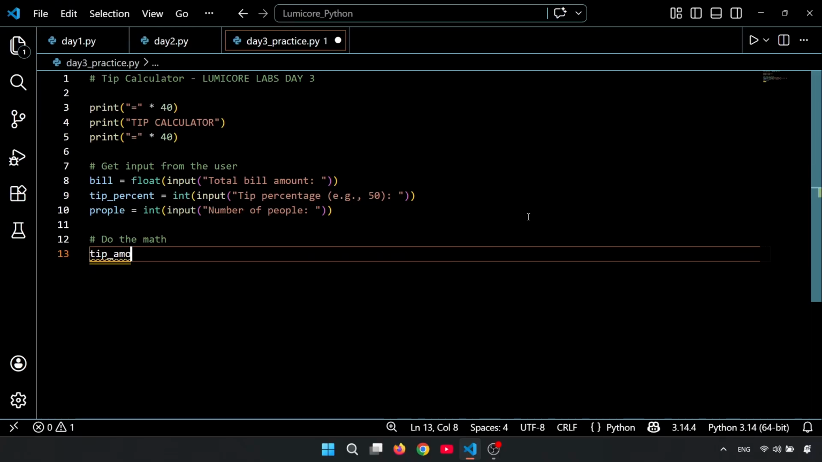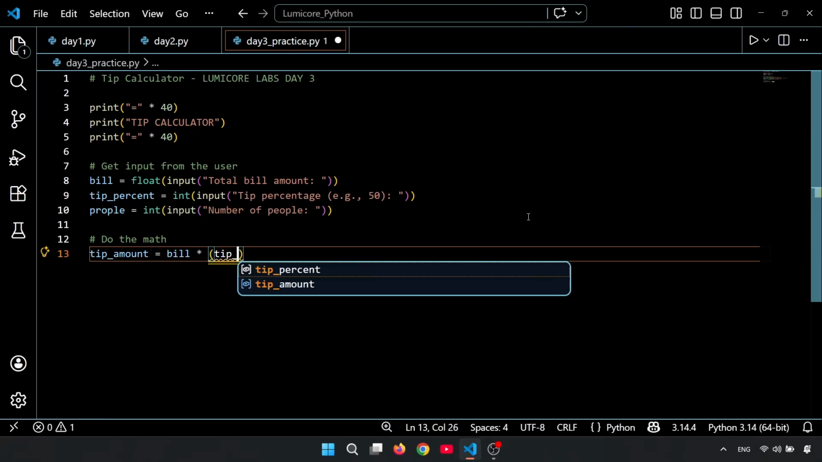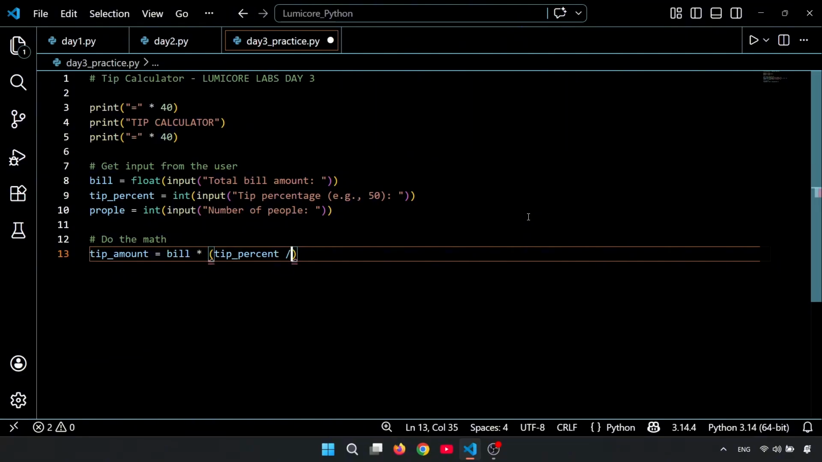Now for the calculations. First, the tip amount. I multiply the bill by tip_%/100. If the user typed 15, 15/100 gives us 0.15. That's the decimal form of 15%. Multiply that by the bill, and we get the tip.